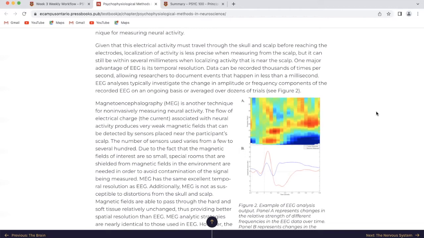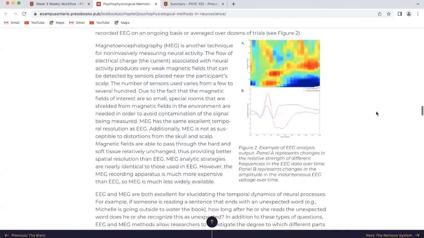MEG is another technique for non-invasively measuring neural activity. The flow of electrical charge, the current associated with neural activity, produces very weak magnetic fields that can be detected by sensors placed near the participant's scalp. The number of sensors used varies from a few to several hundred. Due to the fact that the magnetic fields of interest are so small, special rooms that are shielded from magnetic fields in the environment are needed in order to avoid contamination of the signal being measured.